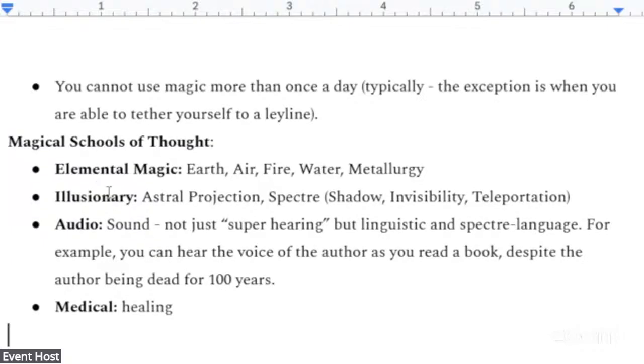What school is that in? Would that be illusionary? That would be an illusionary kind of magic because it involves the book being brought from one place to yourself. Okay, gotcha. So you could use it to find a book. That's one thing you could do with it.